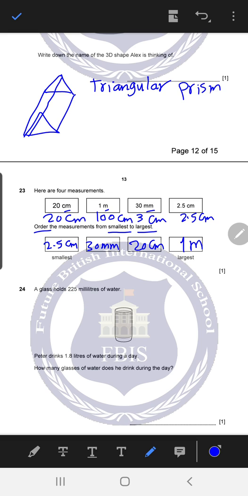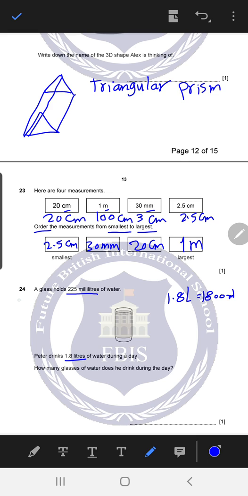A glass of water holds 225 milliliters of water. Peter drank 1.8 liters of water during a day. How many glasses of water does he drink during the day? To do this, we take 1.8 liters and multiply by 1000, it will be 1800 milli.